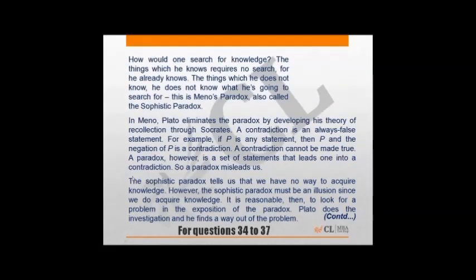Now if we look at this, the passage talks about what a paradox is. A contradiction cannot be made into a paradox; a paradox is a set of statements that lead to a contradiction. So a paradox misleads. Then it talks about the sophistic paradox: we have no way to acquire knowledge. However, the sophistic paradox must be an illusion since we do acquire knowledge. It is reasonable then to look for a problem in the exposition of the paradox. Plato does an investigation. So this is what the passage starts off with, and then it goes on to the theory of recollection to verify this particular thing.